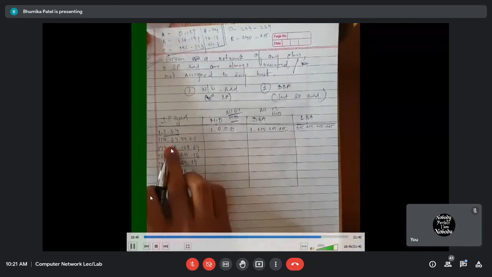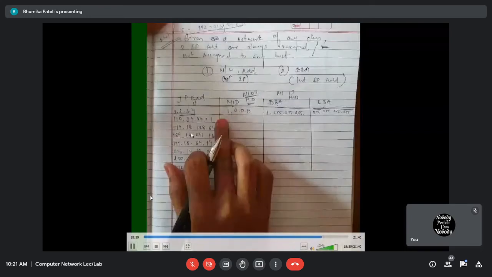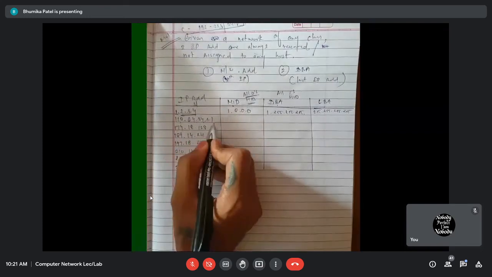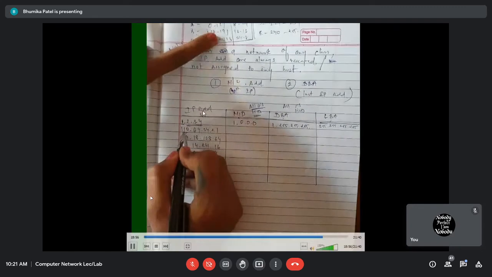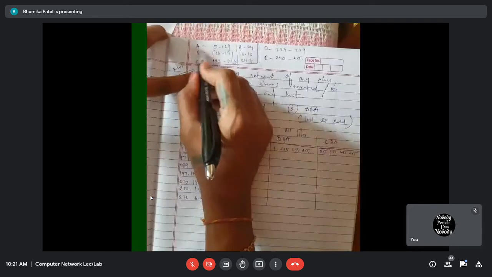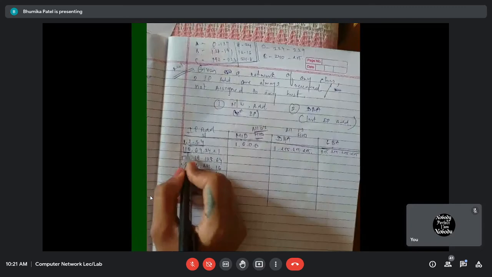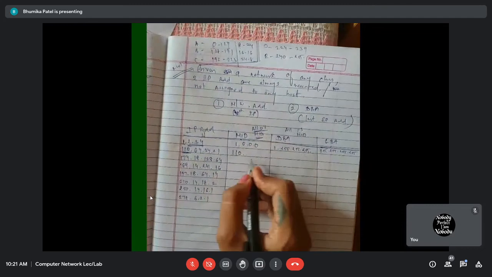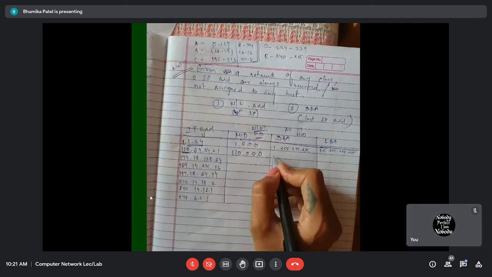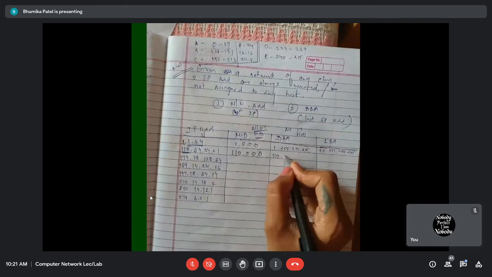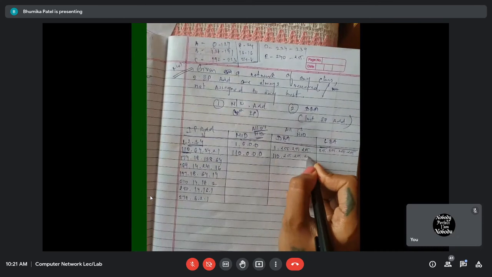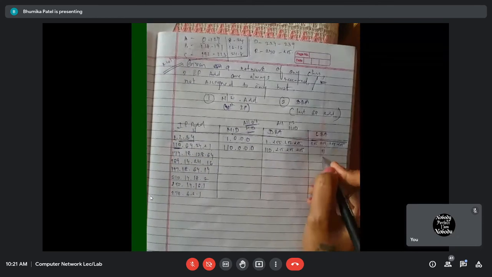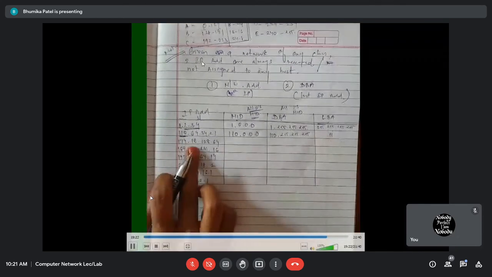Second example, 110.64.34.21. So 110 again belongs to class A. Okay, 110 belongs to class A, so we are going to keep 110 as it is. Then the remaining 24 bits will be 0, and here the remaining 24 bits will be 1. So it will be 255. It is the same, I am not repeating it again.